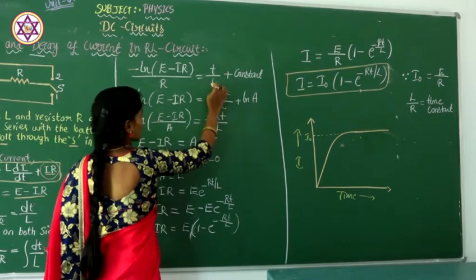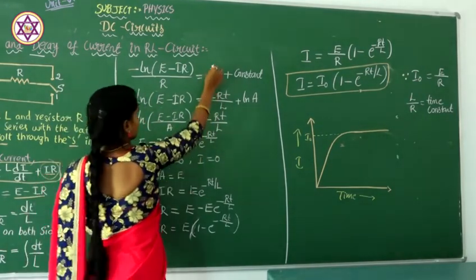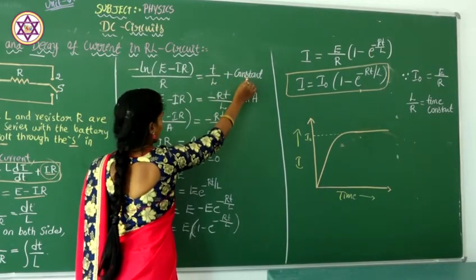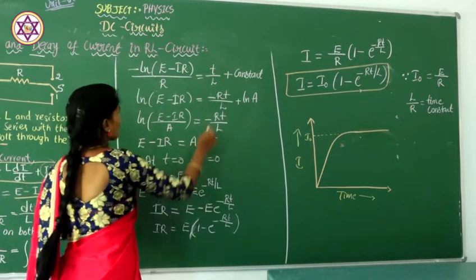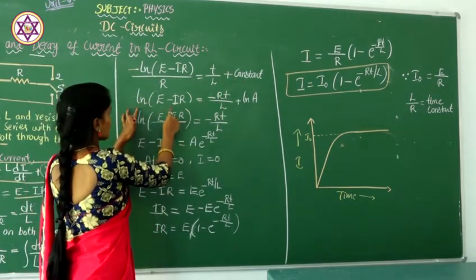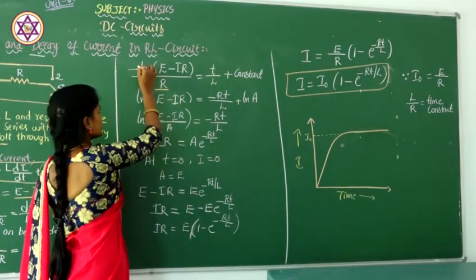On the right side, 1 by L is constant, so take it outside. The integral of dt means t, which is t plus a constant. Next, we can write it as ln of E minus IR, cross multiplying R and the negative sign.